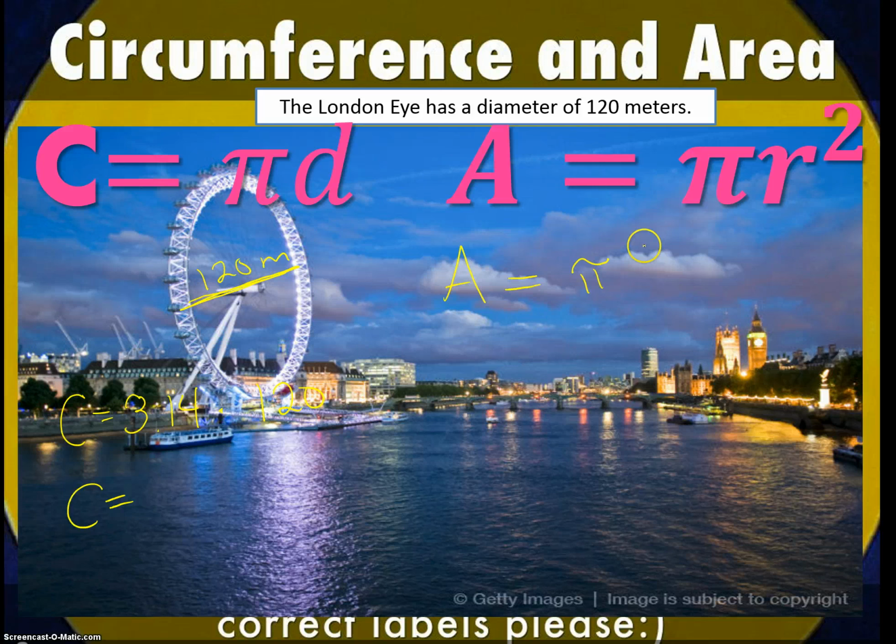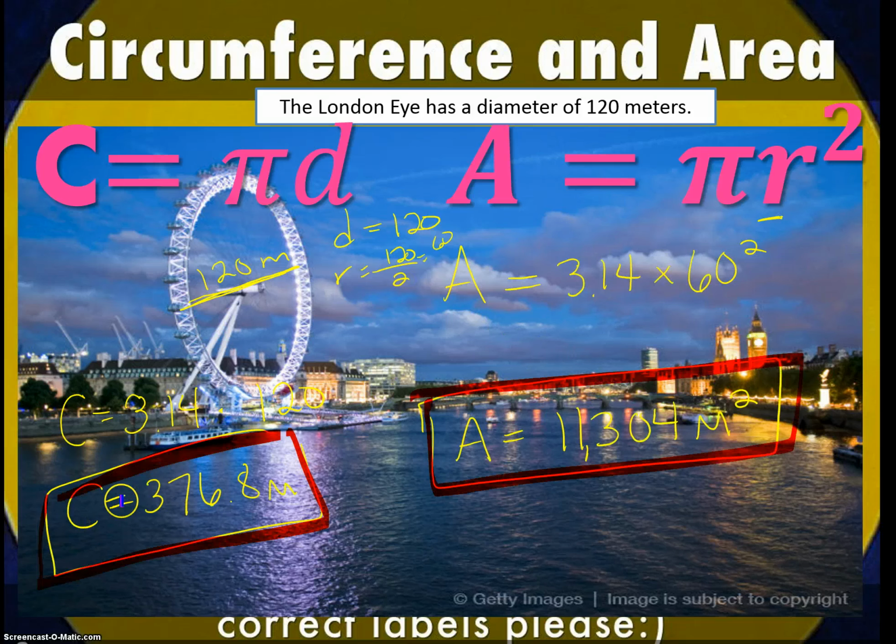But you need to find the area, and with area you have radius. So what do you have to do with your diameter? If the diameter is 120, the radius is going to be half of that. So pause the video and see if you can find the area and the circumference. Alright, checking out your work. Did you get a circumference of 376.8 meters, and then the area is 11,304 square meters? So that is true.